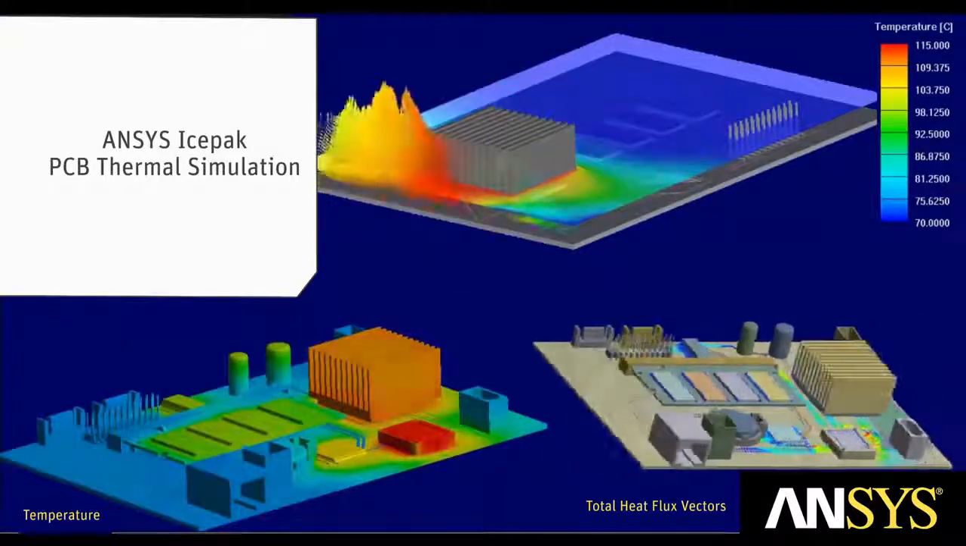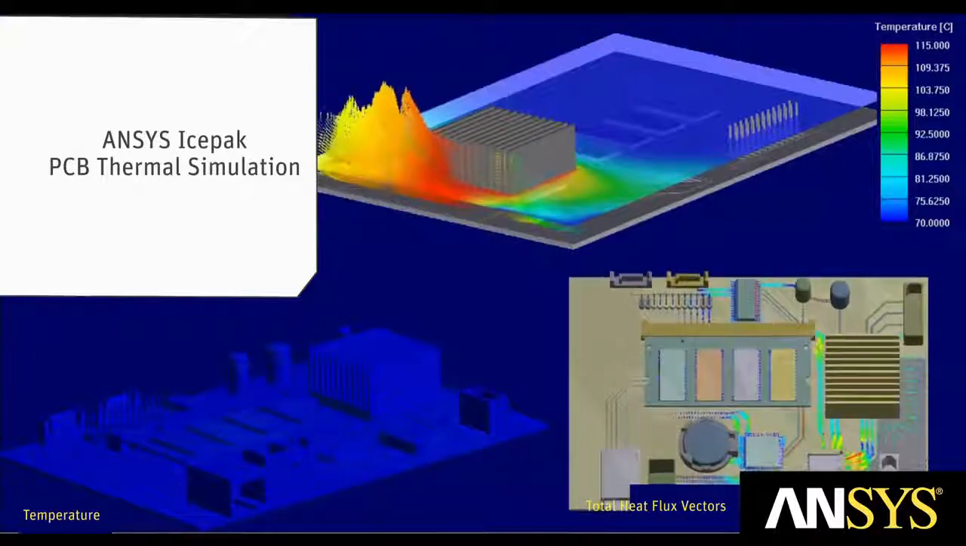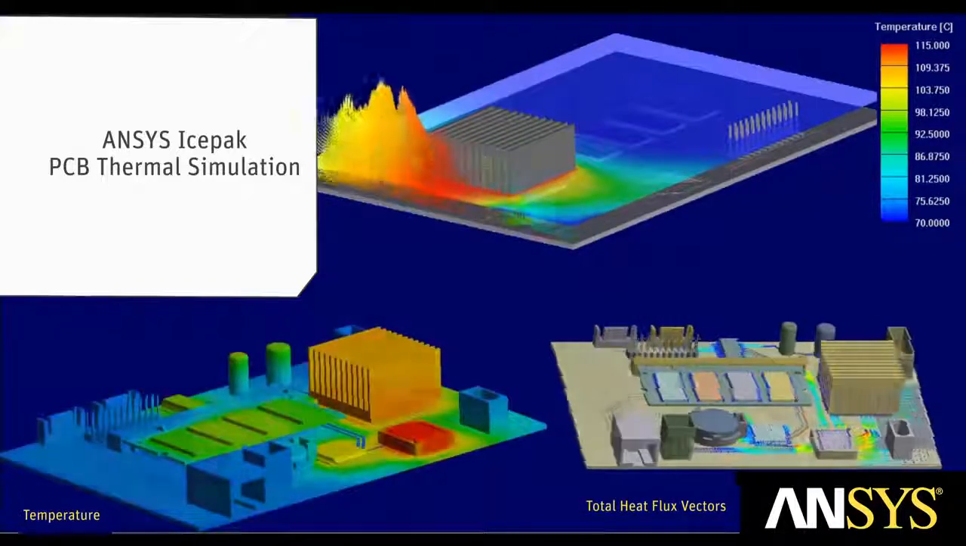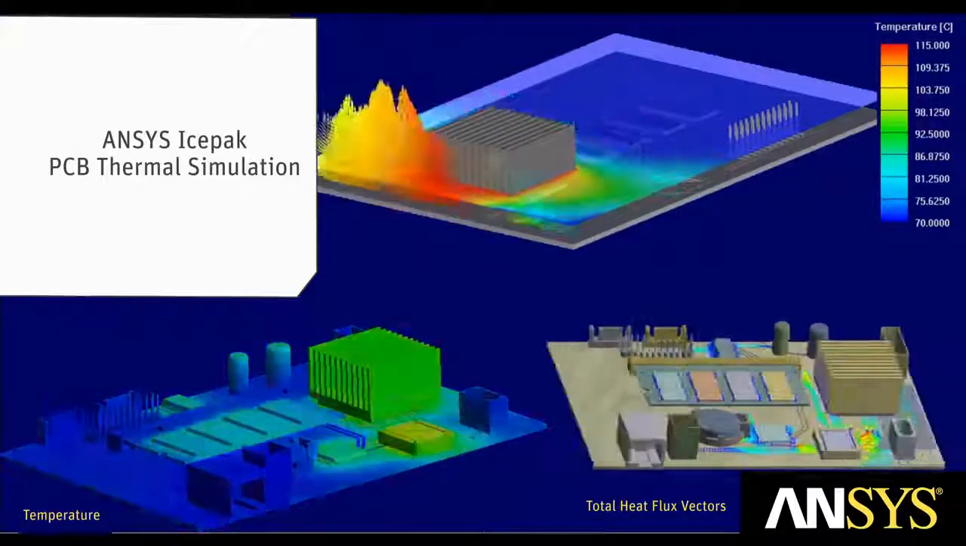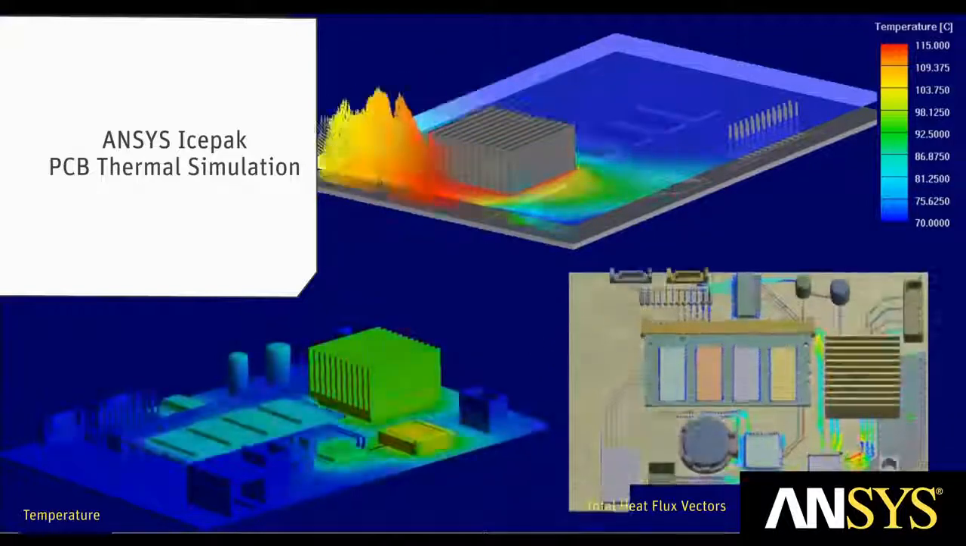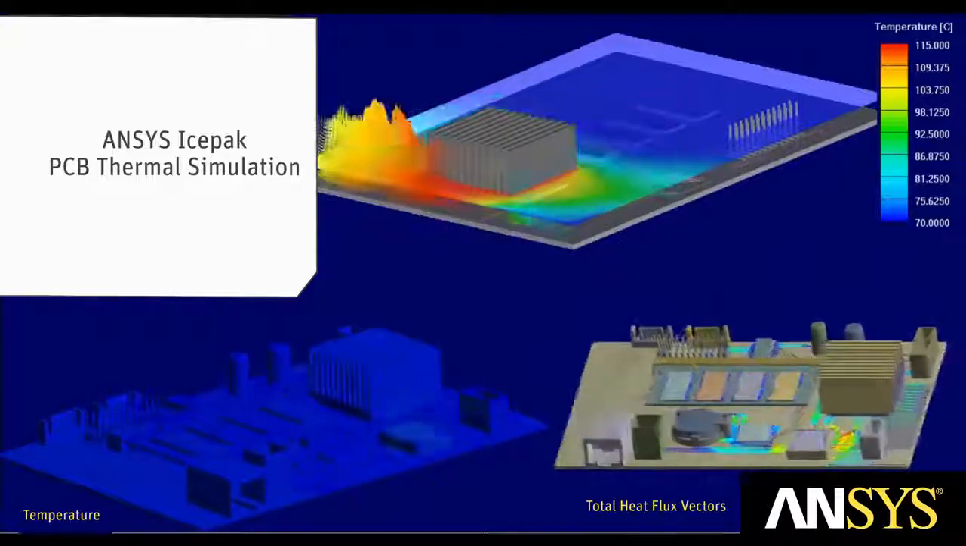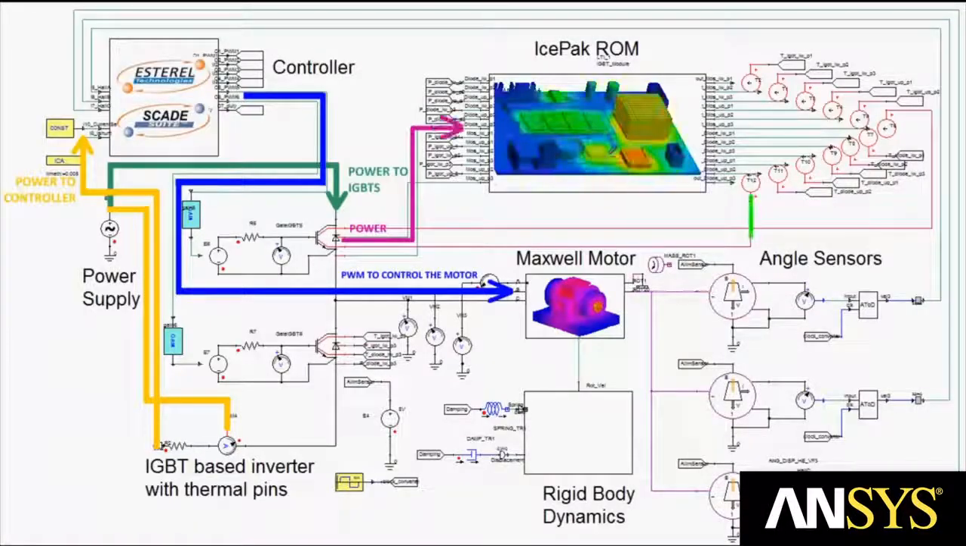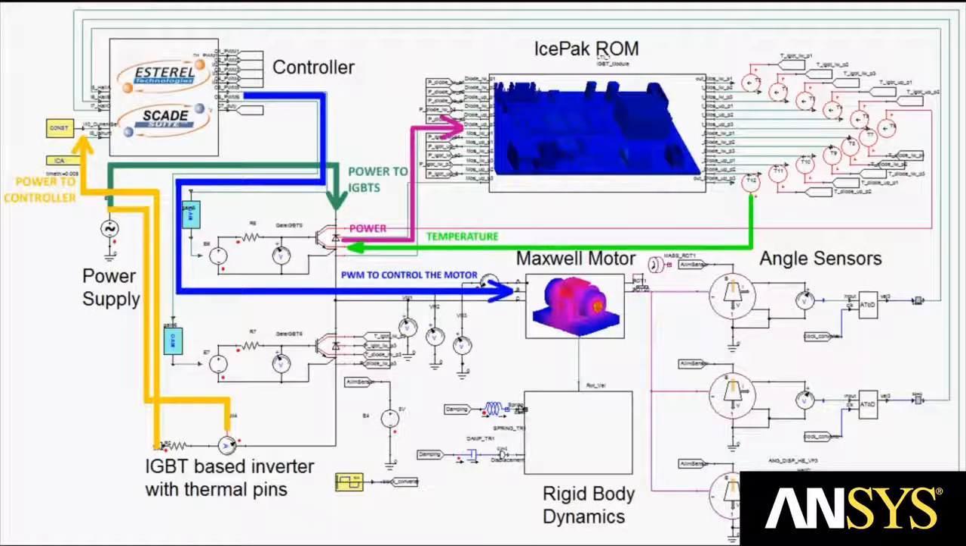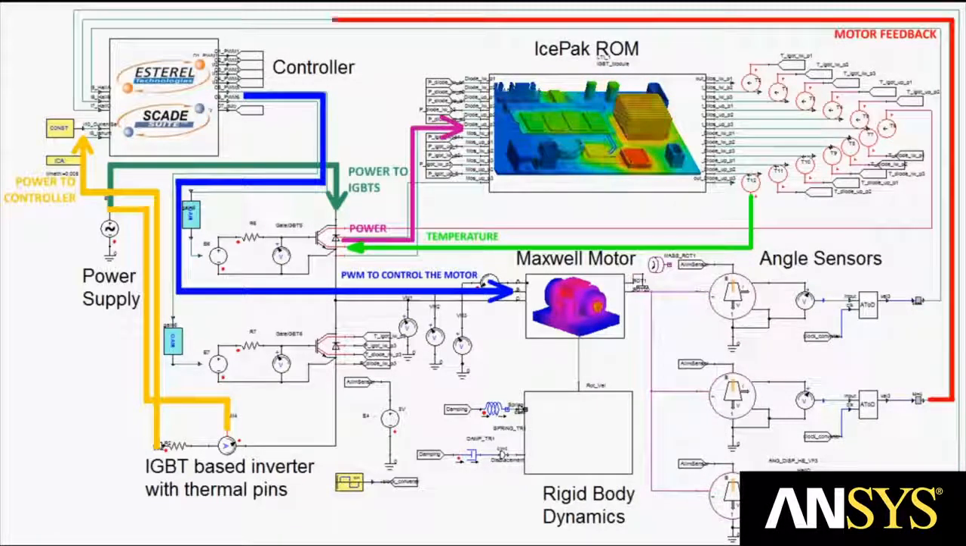IcePak relies on the ANSYS Fluent Computational Fluid Dynamics Solver to calculate the temperature on the PCB surface and the IGBT devices. Simplorer produces a reduced order model based on the IcePak simulation to solve for electrical and thermal values simultaneously. The Simplorer ROM allows Simplorer to run very rapid simulations while including the 3D physics rigor and computational fluid dynamics. Temperature feedback is used to correctly predict the real performance of the IGBTs.